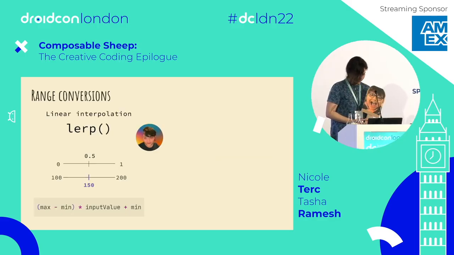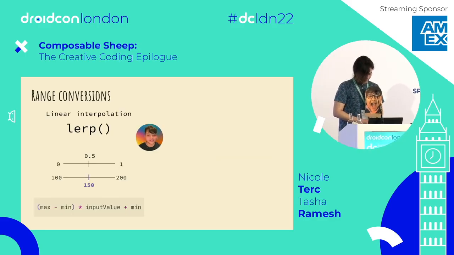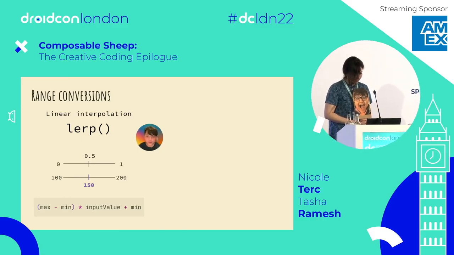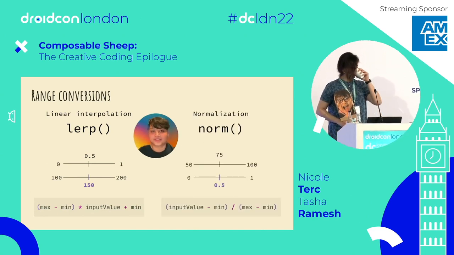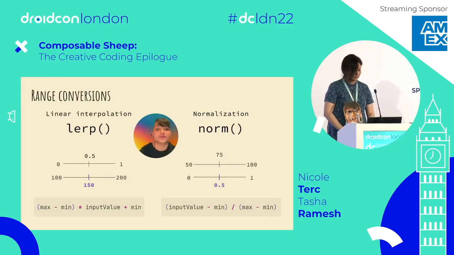First up, we have lerp, and you might note this as linear interpolation. This one's good for mapping a value that falls between 0 and 1 to a value that falls between some custom range. And up next, we have norm, which is the inverse of lerp. And this is for normalizing the given value that falls between some random range and representing it as a value that falls between 0 and 1.